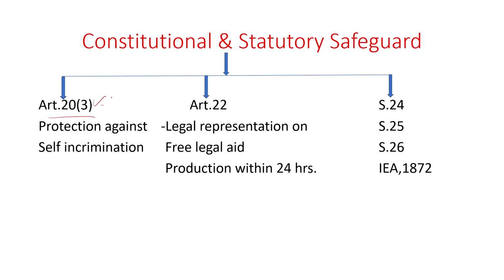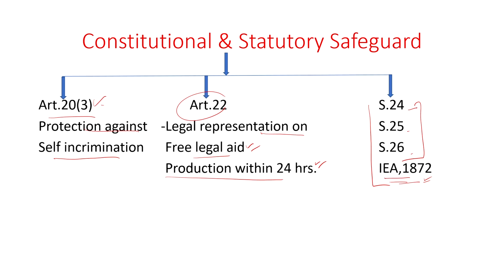Article 20 clause 3 talks about protection against self incrimination. Article 22 talks about legal representation on free legal aid, protection within 24 hours, and section 24, 25, 26 of the Indian Evidence Act 1872. So, I have classified these safeguards in two categories: constitutional safeguards and statutory safeguards. Constitutional safeguards are article 20 clause 3 and 22, and statutory safeguards are section 24, 25, 26 of the Indian Evidence Act. So, let us discuss one by one.